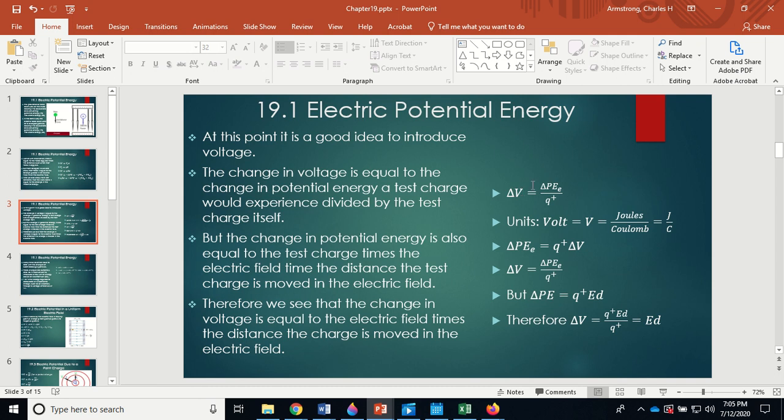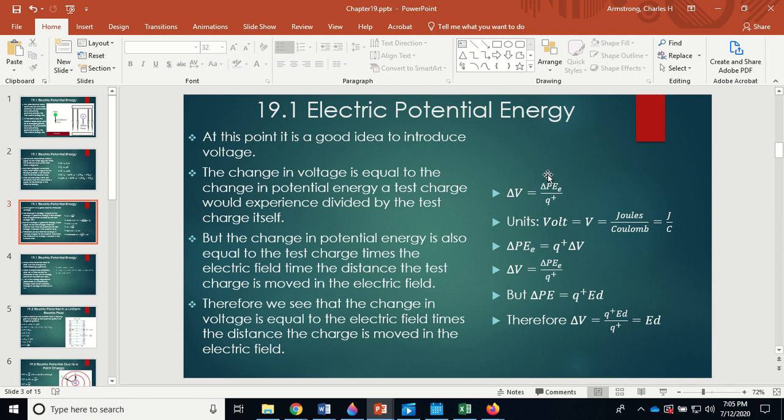Okay, so voltage is joules per coulomb. If we have a voltage of 10 volts, that's 10 joules per coulomb. That means if we stick in 1 coulomb of charge, that coulomb of charge is going to have 10 joules of energy. Okay, units: volts, V equals joules per coulomb, J over C.